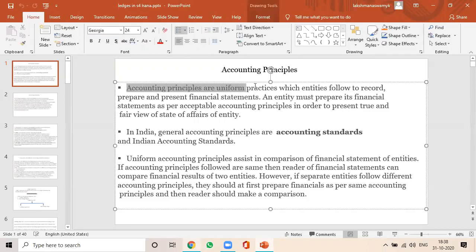Accounting principles are uniform practices which entities follow to record, prepare and present financial statements. An entity must prepare its financial statements as per acceptable accounting principles in order to present a true and fair view of the state of affairs of the entity. Here, entity means company codes.